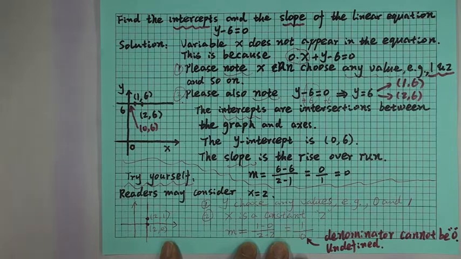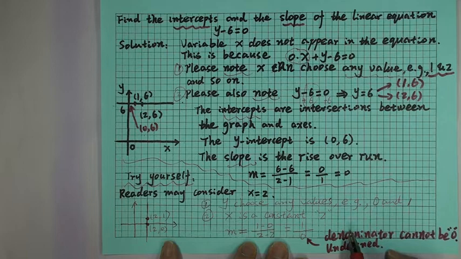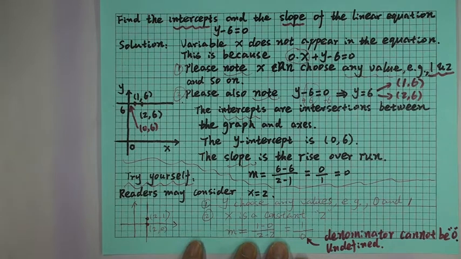So y can choose 0, 1. x is 2, then x is constant. So basically, you have 2, 0 and 2, 1. Where is 2, 0 and 2, 1? 2, 0 is here, and 2, 1 is here. And you connect those 2 points, you have a vertical line. And then we know the intercept is just 2, 0. Okay?